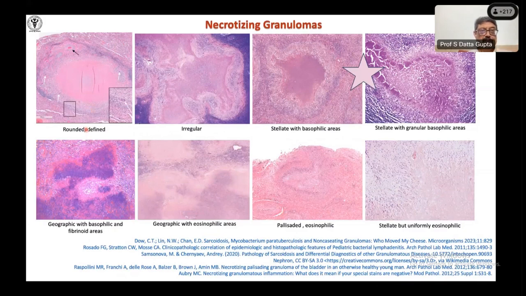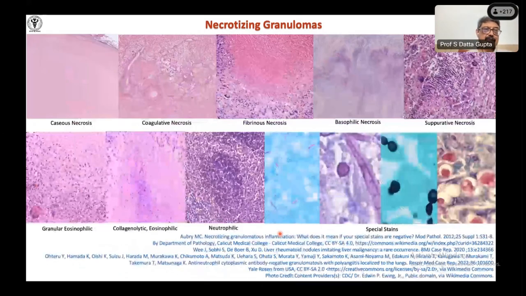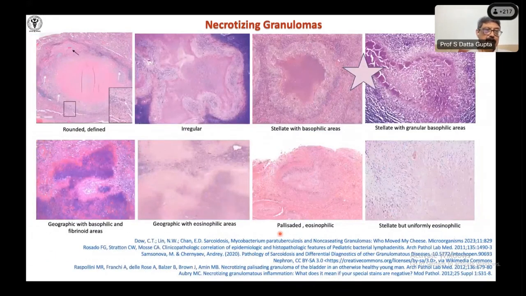The necrosis can be rounded or defined, irregular, somewhat stellate. It could be geographic and basophilic with fibrinoid material, geographic with eosinophilic areas, could be palisaded, could be stellate but uniformly eosinophilic. So now, does the shape help you? It does. For example, this is seen in tuberculosis, this is seen in atypical mycobacteria or scratch.